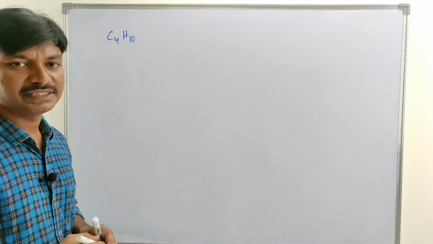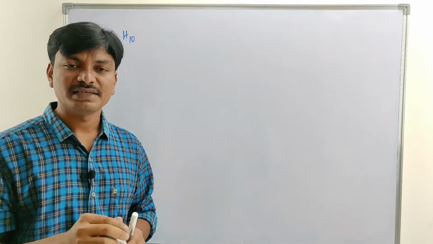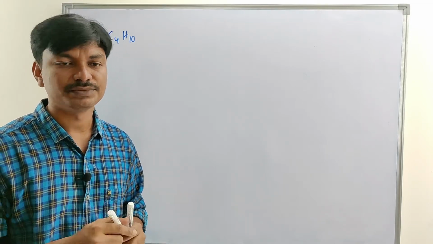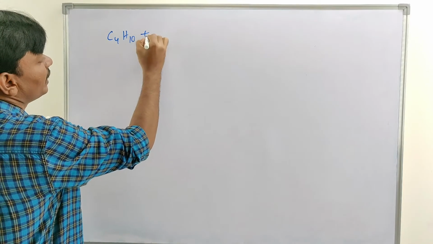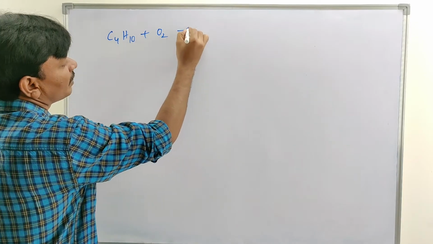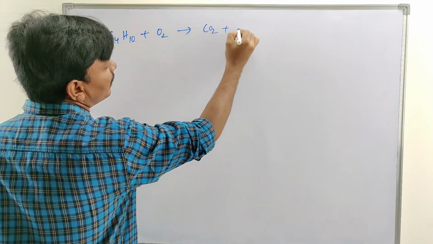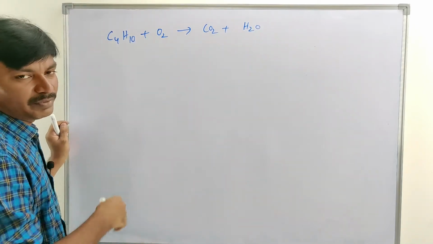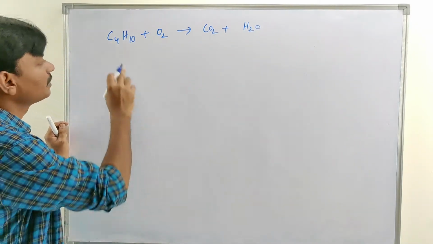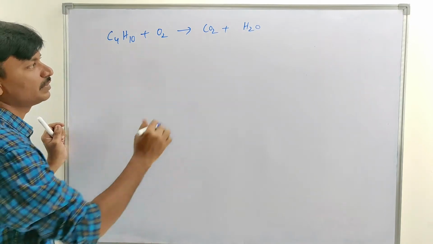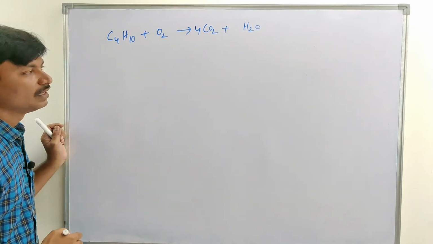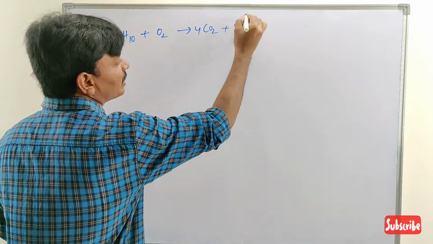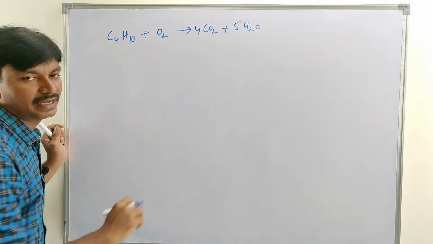If C4H10 is involved in a combustion reaction in the presence of O2 gas, it produces CO2 and H2O. That is, C4H10 plus O2 gives rise to CO2 plus H2O. Okay, clear? Upon balancing these equations, here 4 carbon atoms are present. That's why 4 moles of CO2, and 10 hydrogen atoms are present. That's why 5 moles of H2O, 5 into 2, 10 hydrogen atoms.